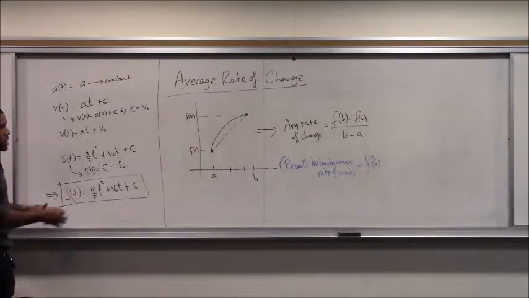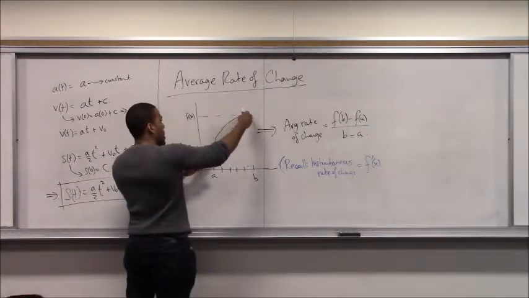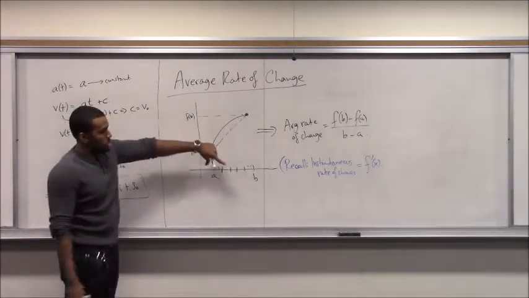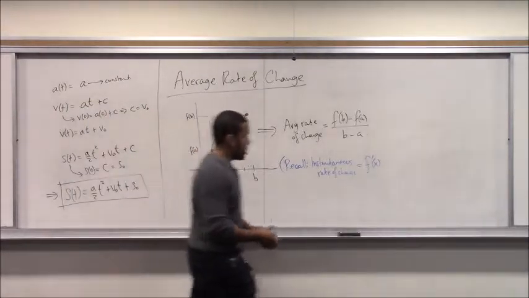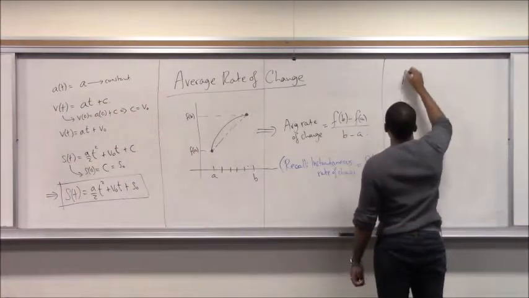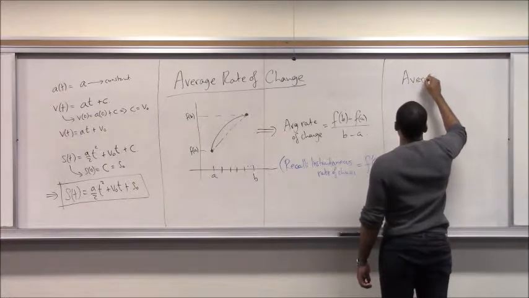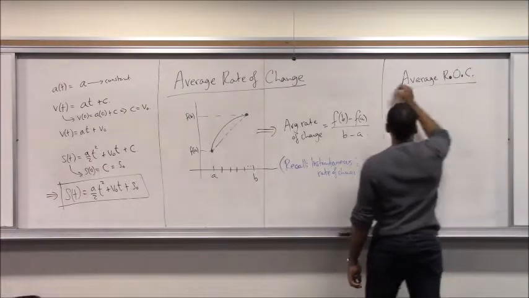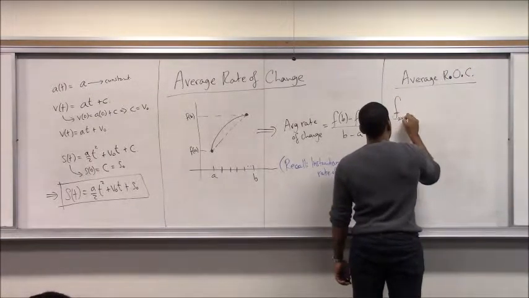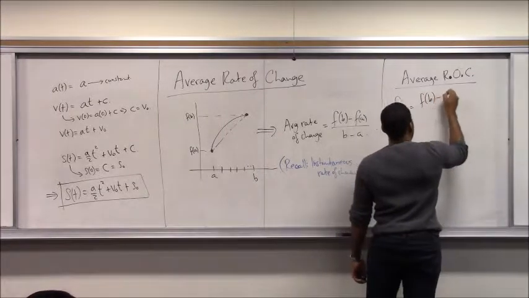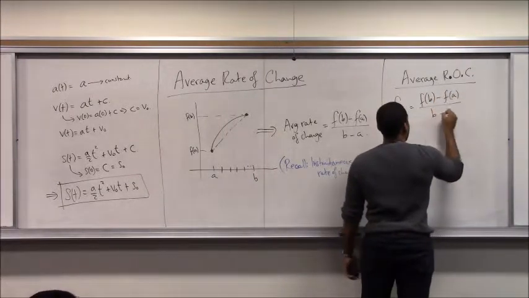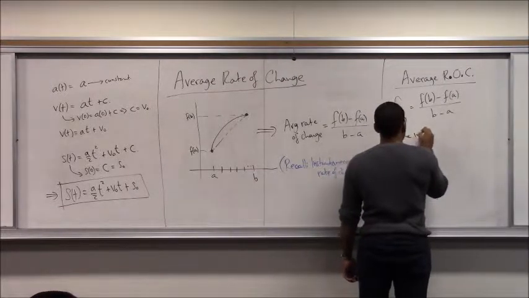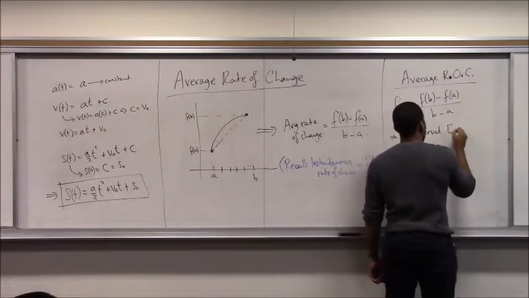But this is how something would change on average. You measure just the rise over the run, and that's telling you how much this is changing per unit of that thing. And that's pretty much it. I feel like we've spoken about this so much. Average rate of change, call it f average, is f of b minus f of a over b minus a, on the interval AB.